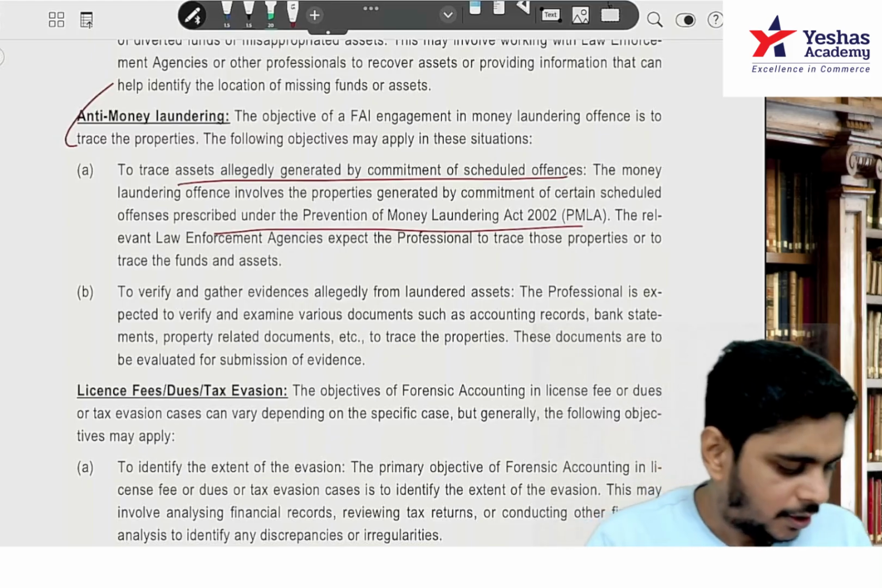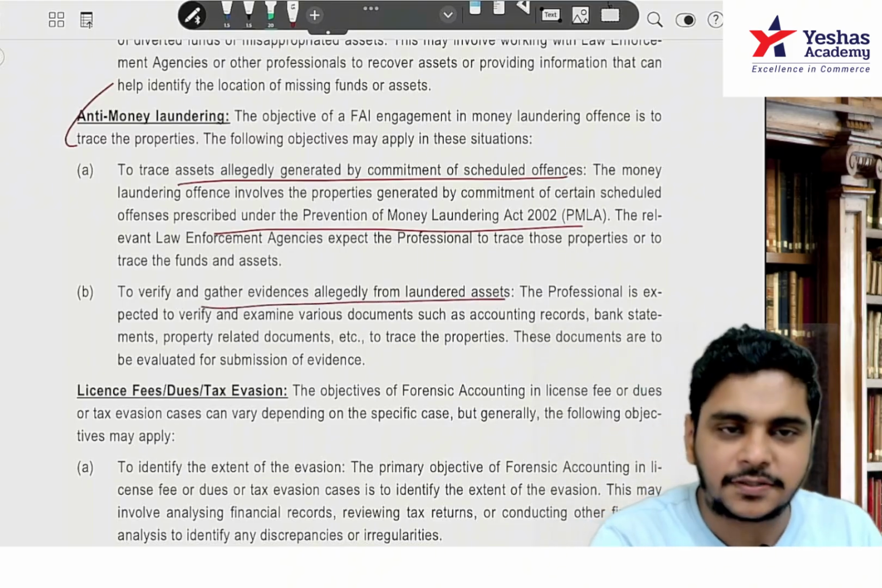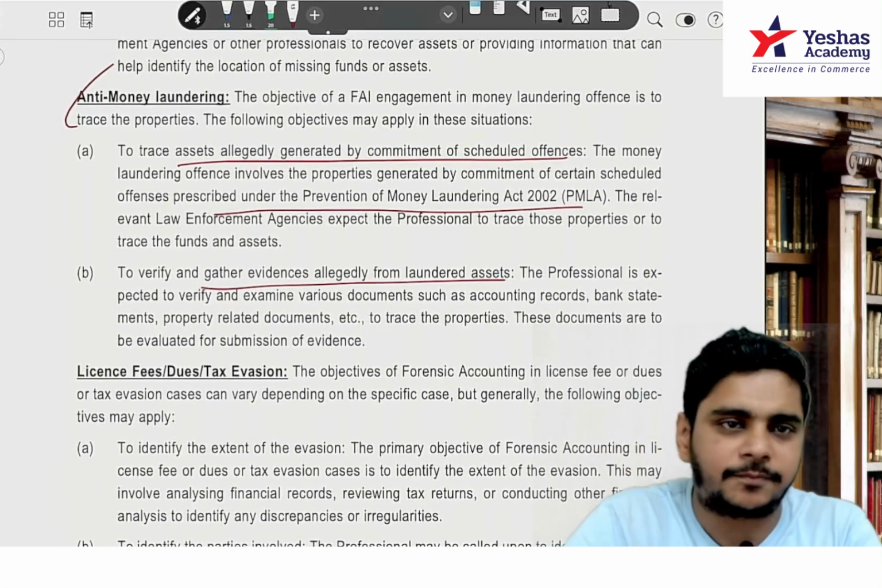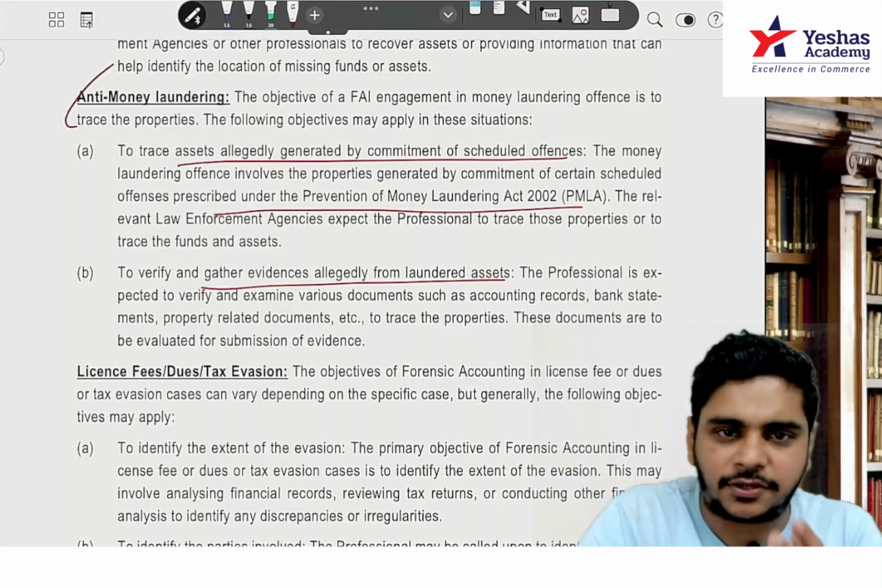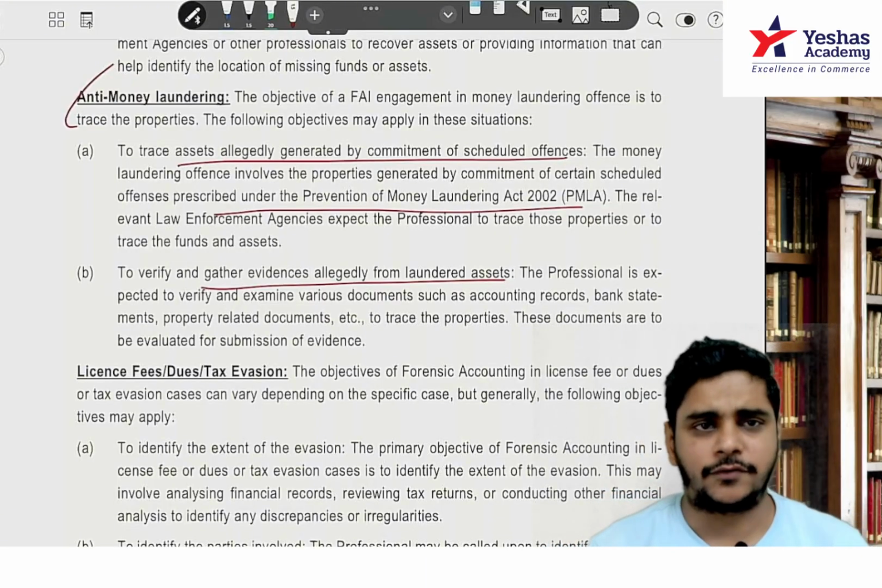To verify and gather evidence from the laundered assets. Whatever assets you have created because of money laundering, the forensic professional will try to gather the evidence and give it to the government. Anti-money laundering is also one of the objectives.